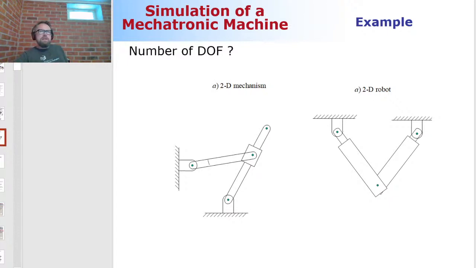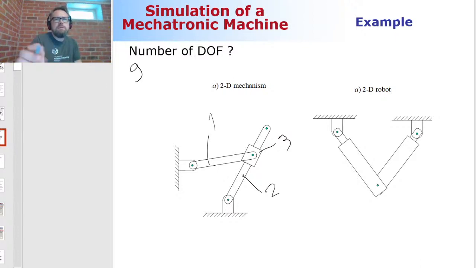So let's compute how many movable bodies we have here. Well, this is body number 1. Let's call this guy body number 2. And this is body number 3. So we have here 3 moving bodies. How many generalized coordinates do we need to describe this system? We need 9. Then let's compute the number of joints. I have here a translational joint between body 3 and body 2.